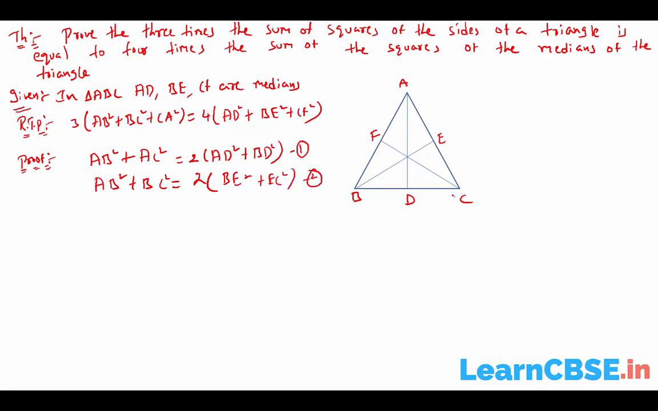If I take BC and AC, BC square plus AC square equals 2 into (square of the median CF square plus half BF square). So all these three are written based on the result of the previous theorem. Okay, now I'm taking this first one.